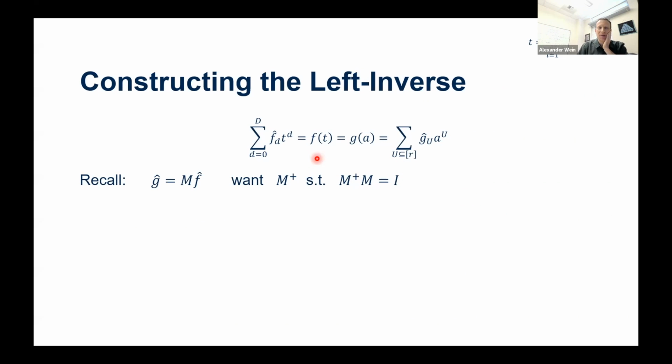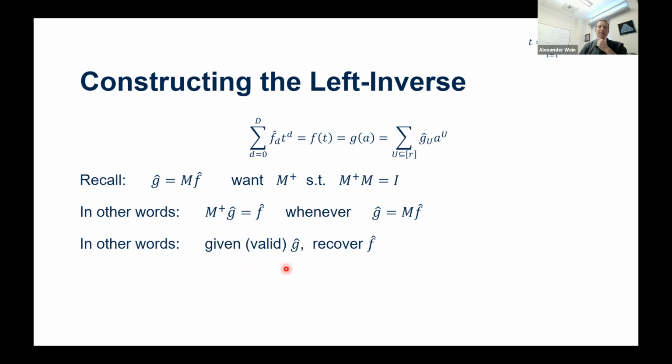So let's recall what we're trying to do here. We had some function of t, where t is the sum of the a's. You can think of it both as a function of t and a function of a. And so M is the matrix that relates these, and we want to have a left inverse for this. What does a left inverse mean? It means if I take any f, I apply M in order to get the corresponding g, then this left inverse is the thing that takes in g and gives me back f.